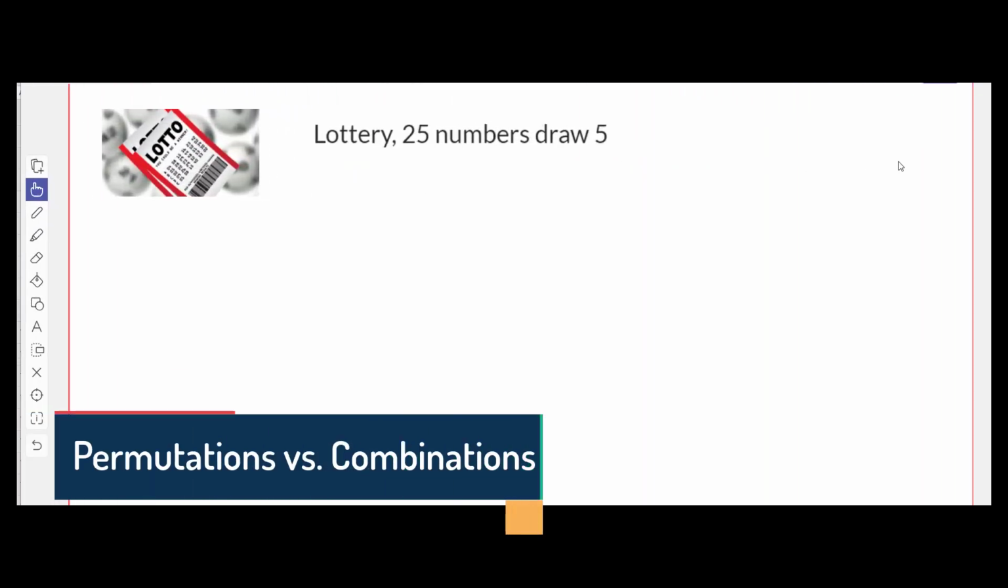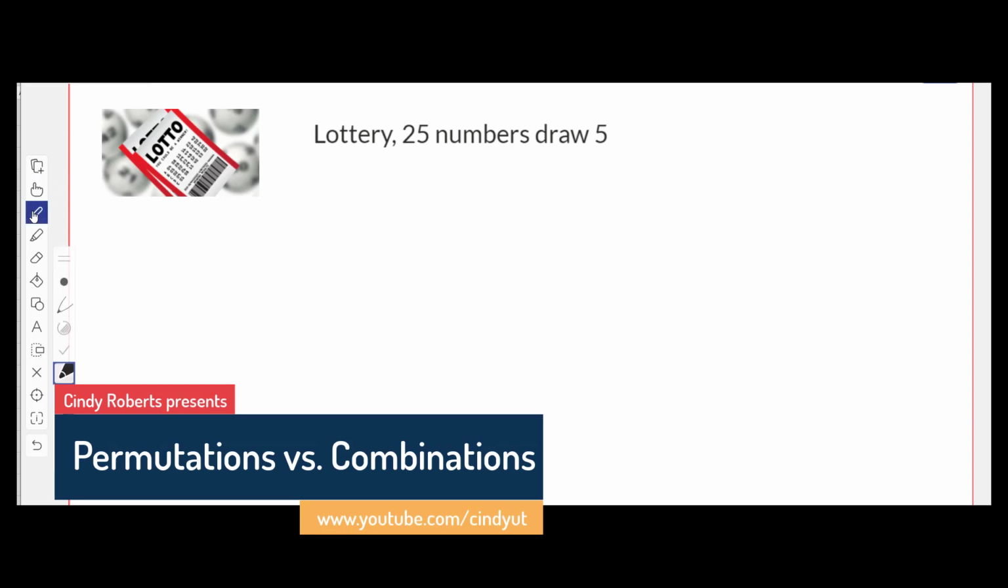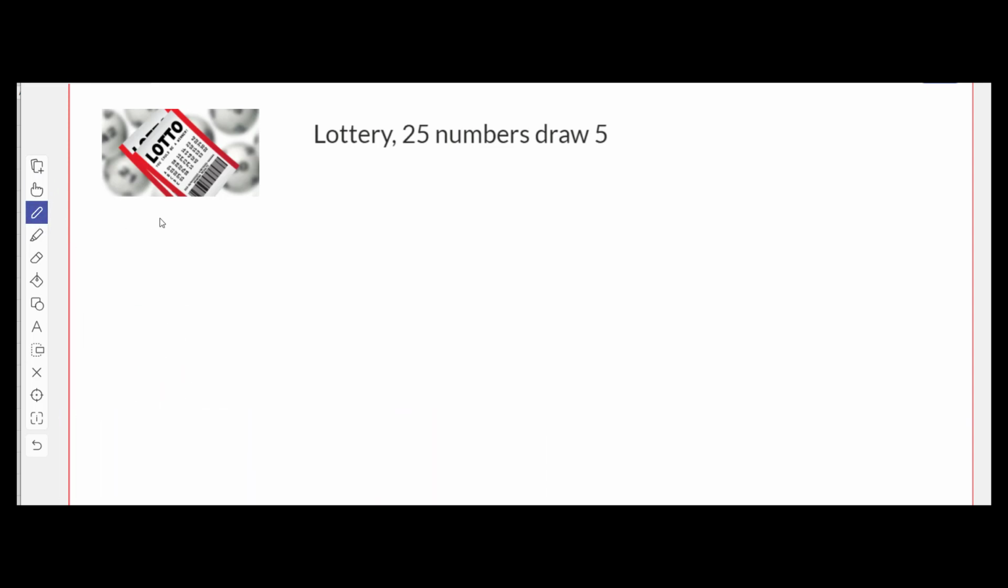Let's say that you didn't listen to your old statistics teacher about not playing the lottery, right? The problem is there are so many combinations of numbers that you could pick. So let's do a simple one so we don't have so many huge numbers. Let's say you just have 25 numbers to pick from and you draw 5.